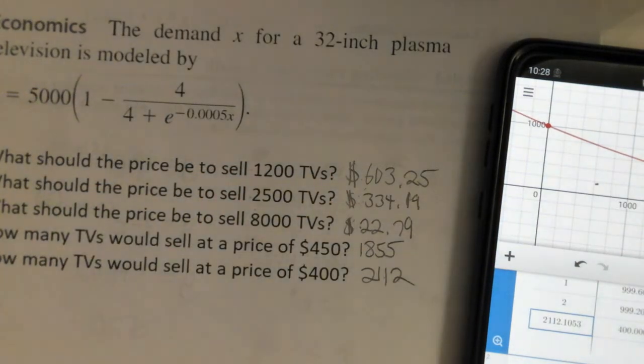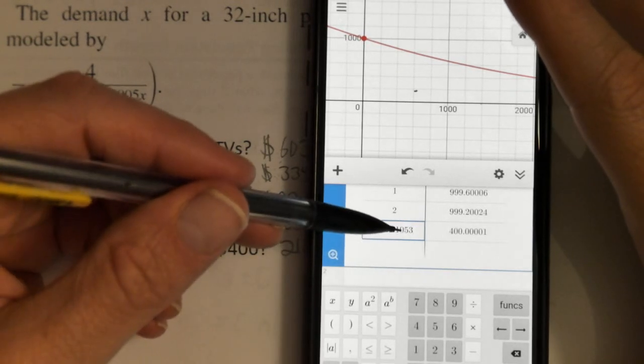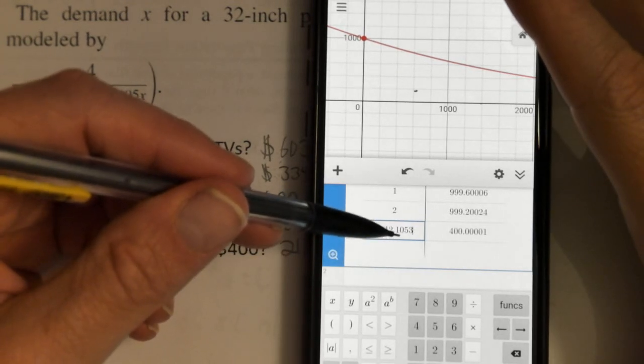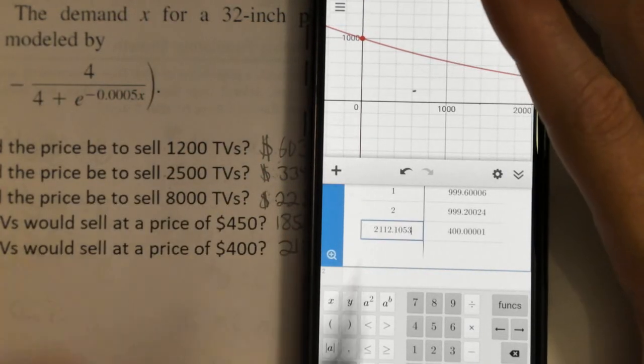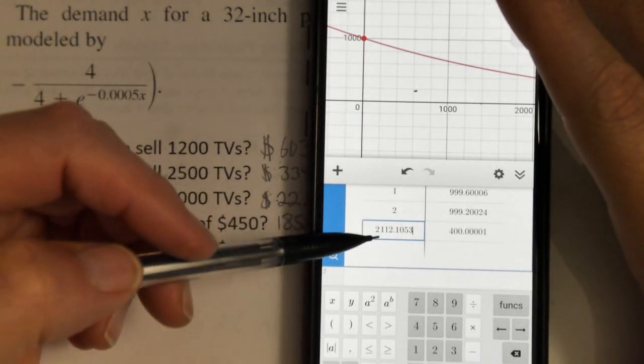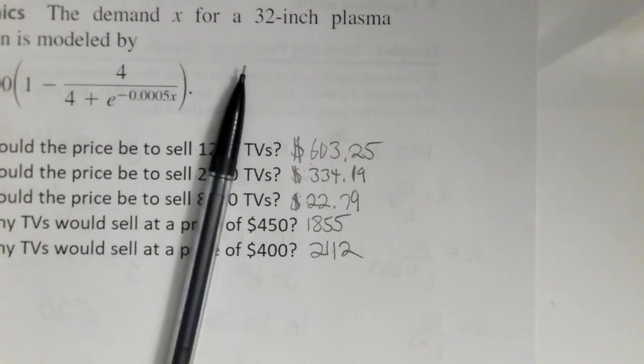Honestly, I probably did overkill on the honing in on it, because once we know the first two decimals, we'll know whether we should round up or down. But I was just trying to hone in on it as closely as I could. And of course, we're just rounding to the nearest whole number on this. So there you go.